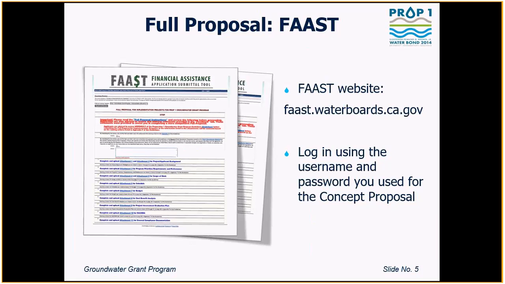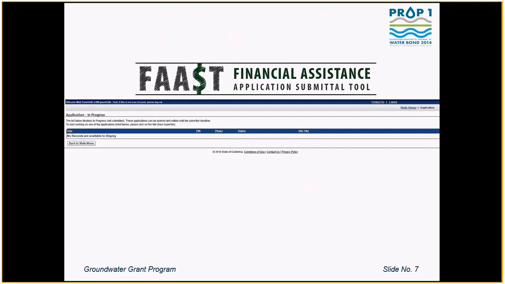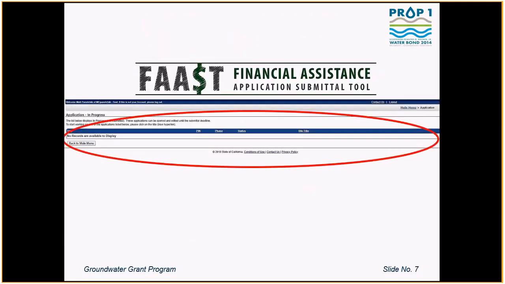Now we're going to go over the full proposal as it looks in FAAST. So log in using the username and password you used for the concept proposal. So this is step 4 in the flowchart that we just went over. Select the active applications under existing applications heading. That's shown in the upper part of the slide. So for step 5 in the flowchart, your application should show up in the highlighted area. As I said, the PIN number for your proposal will be the same as the concept proposal that you submitted.